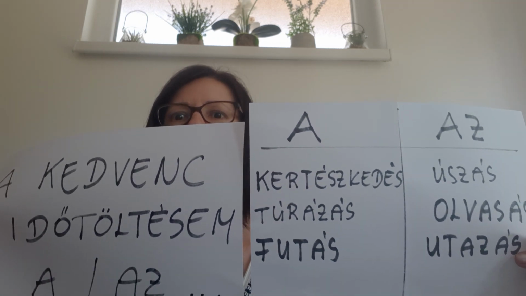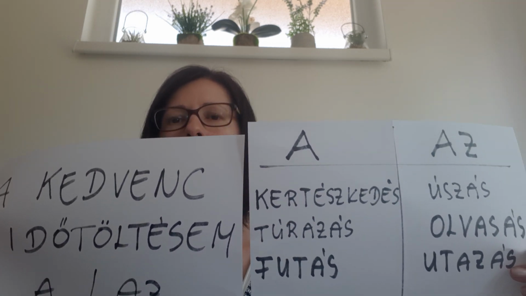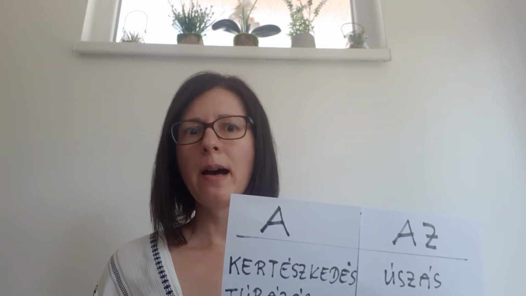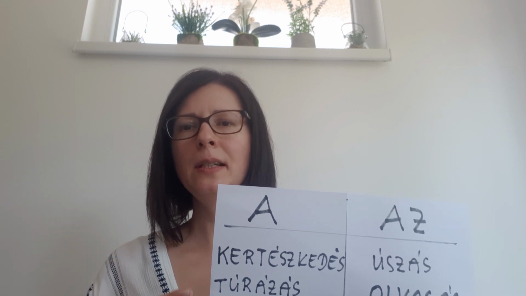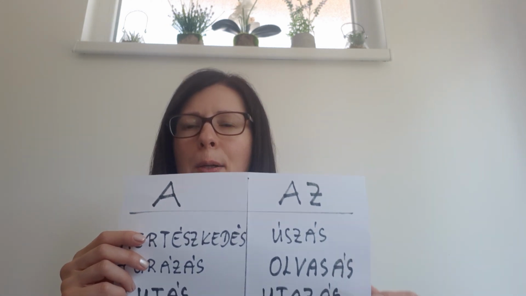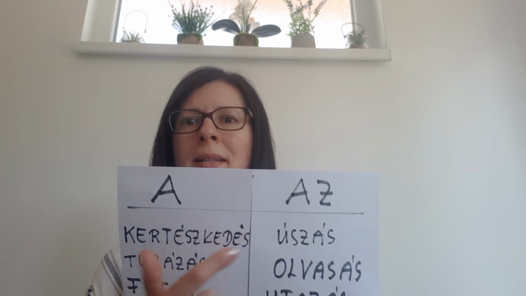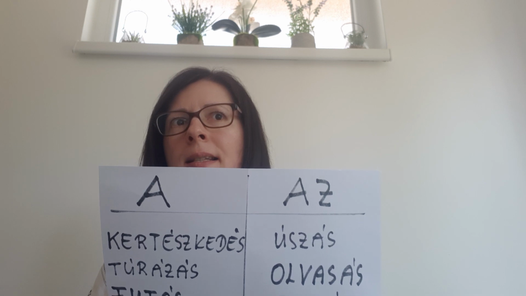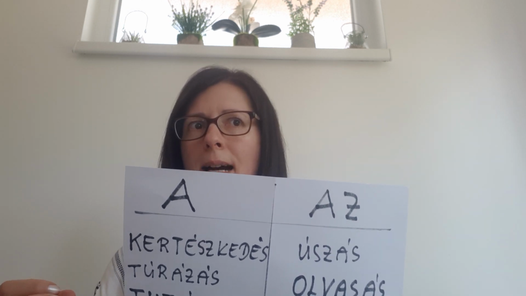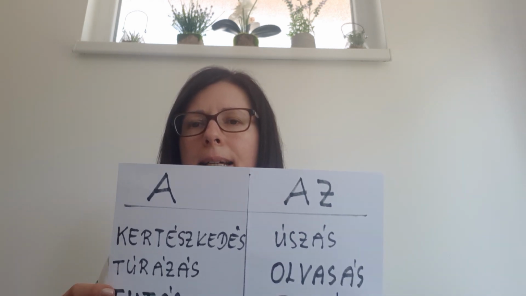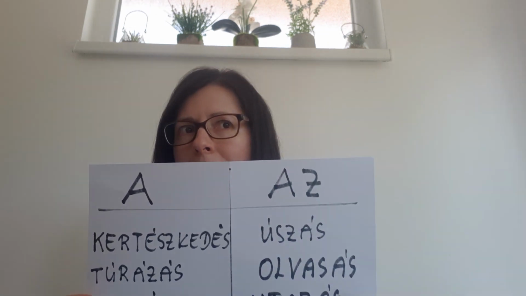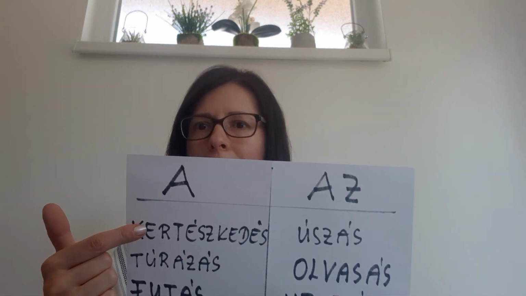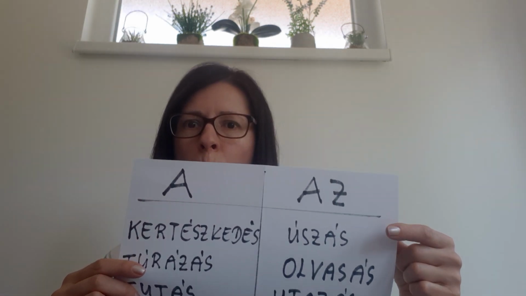A kertészkedés. Let's take another example. In this case, the activity will be swimming. Úszás. Az úszás. A kedvenc időtöltésem az úszás. It is important to pay attention to use the correct article before nouns.